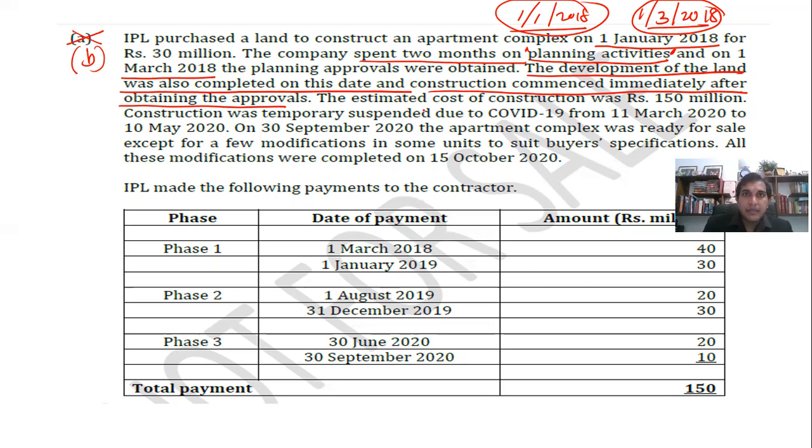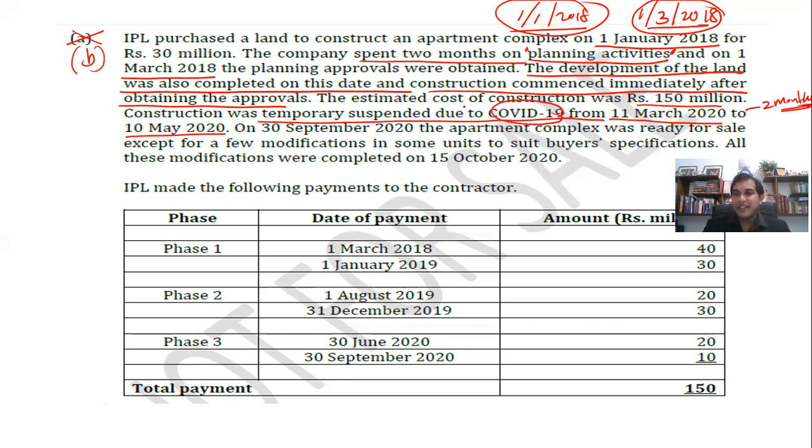Then the estimated cost of construction was 150 million. The construction was temporarily suspended due to COVID-19 from 11th March 2020 to 10th May 2020. So how many months? April, May, only 2 months. Now this is suspended due to COVID-19.